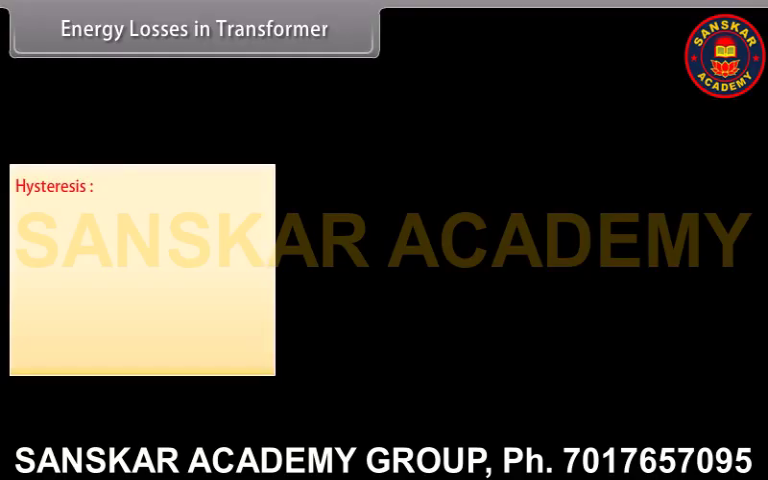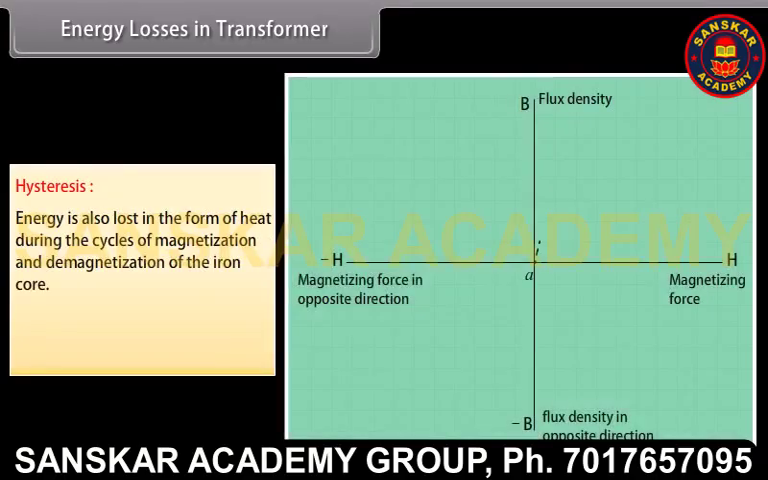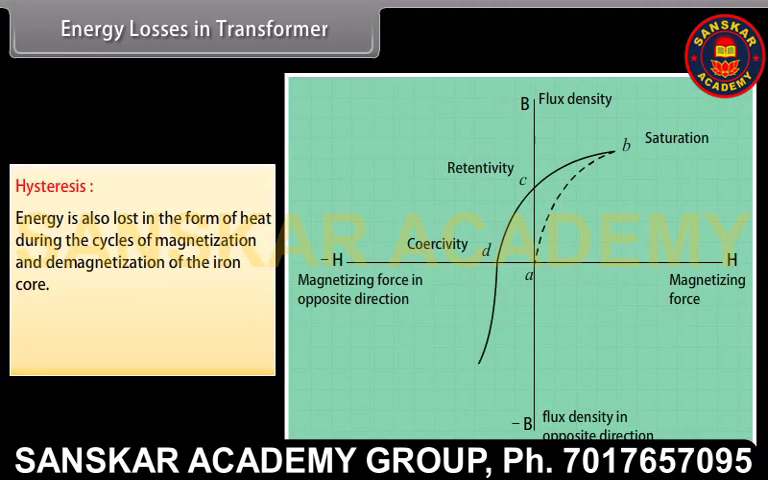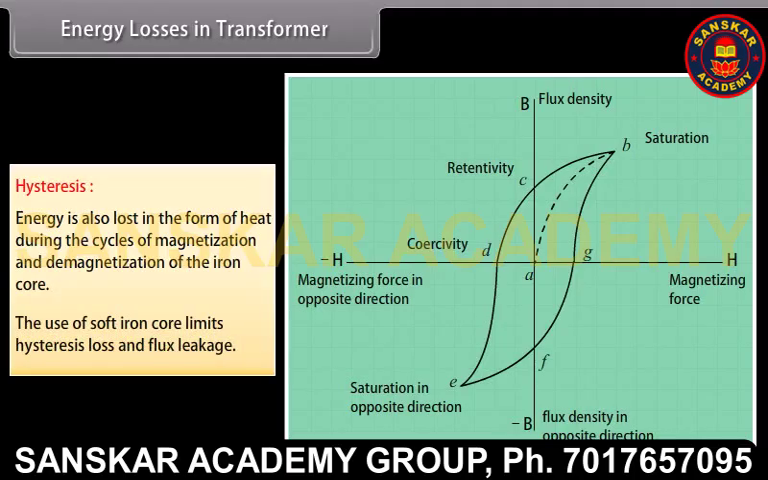Hysteresis. Energy is also lost in the form of heat during the cycles of magnetization and demagnetization of the iron core. This loss can be minimized by using core material having a narrow hysteresis loop. The use of a soft iron core limits hysteresis loss and flux leakage.